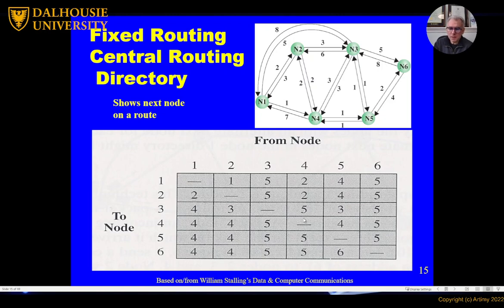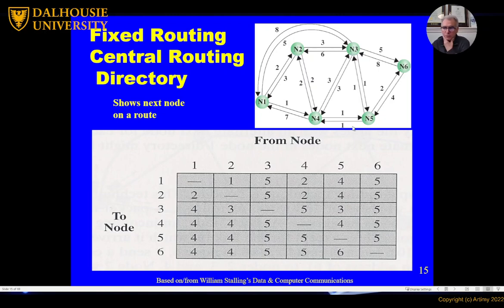So in this particular example, we see that if I want to forward packets from node 4 at the top here to node 6 at the column here, I have to send my packet to 5. So 4 wants to send traffic to 6. Well, it has multiple options. It can send to 3 first and then 6.